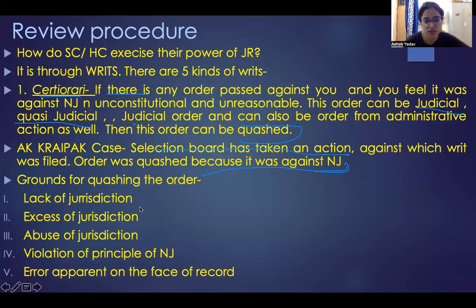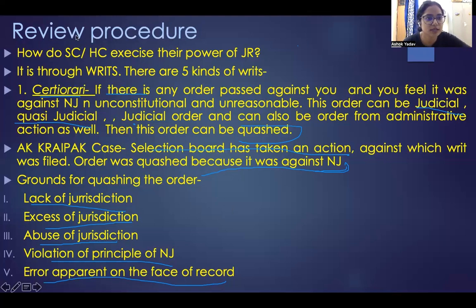Now, what are the grounds for quashing such an order? It can be quashed on the following grounds: when there is a lack of jurisdiction, excess of jurisdiction, abuse of jurisdiction, violation of the principle of natural justice, or an error apparent on the face of record. Right? By lack of jurisdiction, they mean there was no jurisdiction, still you tried that matter. Excess of jurisdiction, you went beyond your limit. Abuse of jurisdiction, you did not decide it on the merits of the case, or there was some miscarriage of justice, right? So these are the grounds on which the order can be quashed.